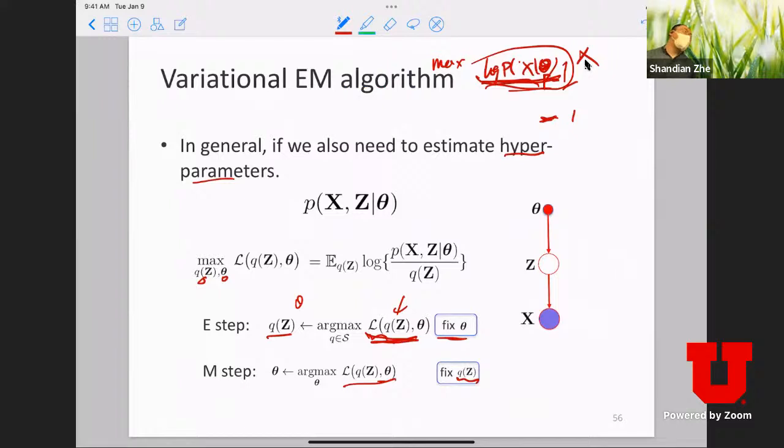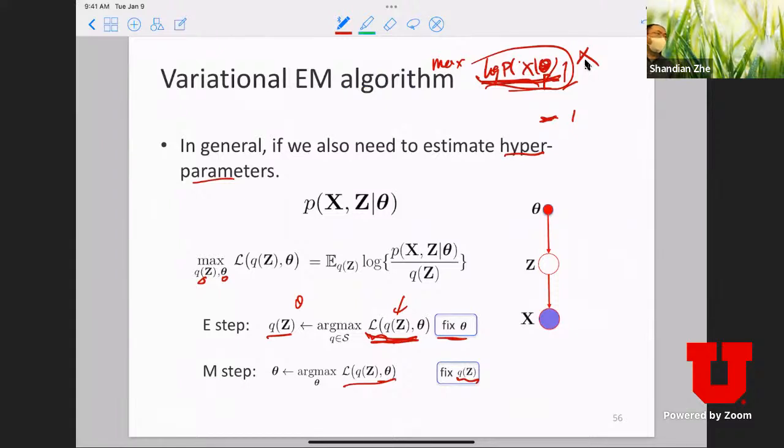But this is very, very popular in practice. The reason is that there are no other good alternatives to jointly estimate the hyperparameters and also calculate the posterior distribution. Any questions?